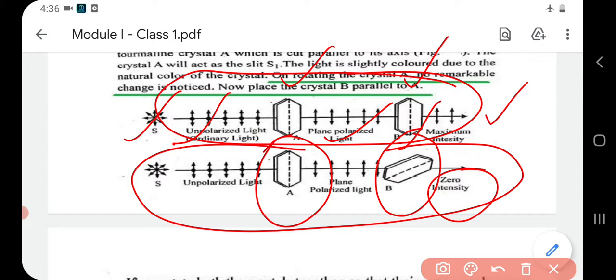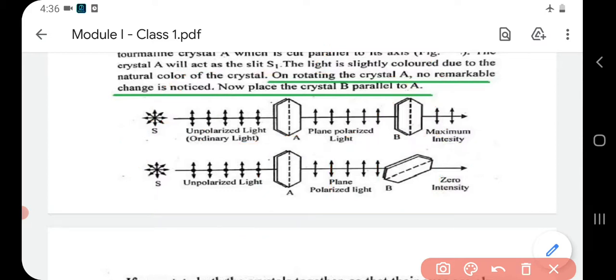So the emergent light will be of maximum intensity only if the crystals A and B are parallel to each other, and it will be of zero intensity when A and B are at right angles to each other. Now that crystal A is called the polarizer and the crystal B is called the analyzer.